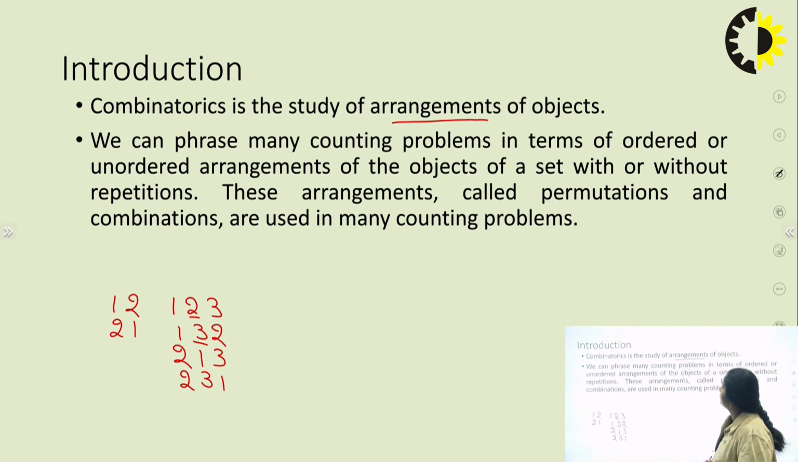Many problems are solved with the help of these arrangements. And when we talk about objects, it may be required that the objects can be repeated or may not be repeated. So we can phrase many counting problems in terms of ordered or unordered arrangements of the objects of a set, with or without repetitions. These arrangements are called permutations and combinations, and we use them in different counting problems.